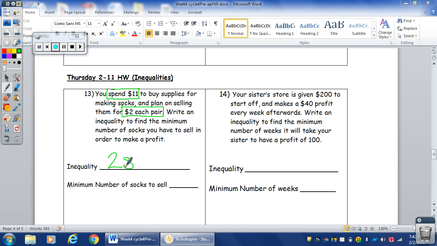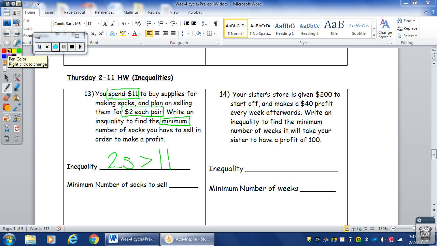Now it says the word minimum. I need to write an inequality finding a minimum number of socks that I have to sell in order to make a profit. So I know that this needs to be greater than $11. So I went ahead and I set up my inequality.